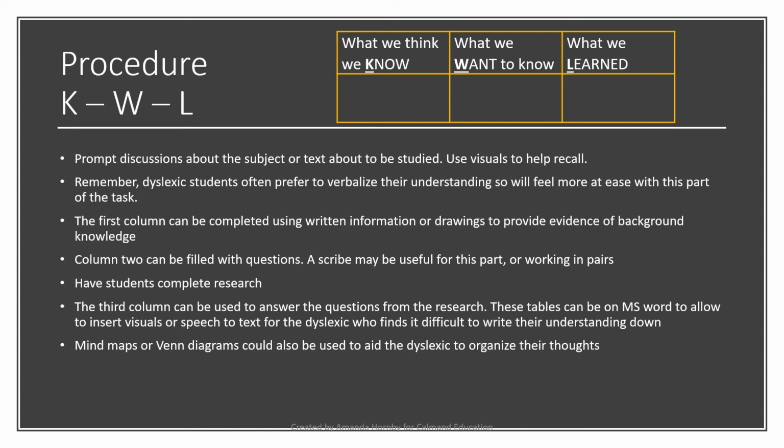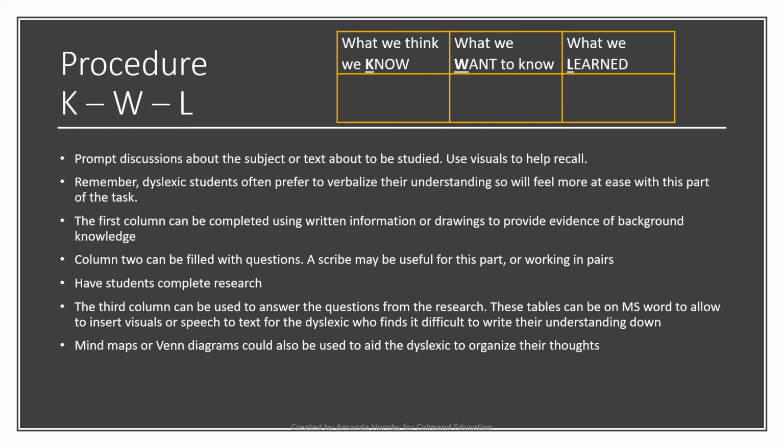So the first column is going to be completed using the written information or drawings or visual evidence of background knowledge. So what do we know already? Column 2 will be filled with questions. So you may need a scribe for this part, or working in pairs, or you may have the speech-to-text technology.